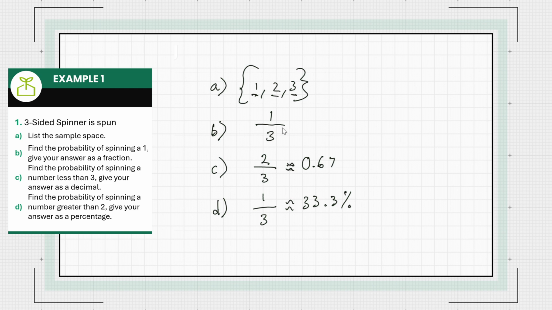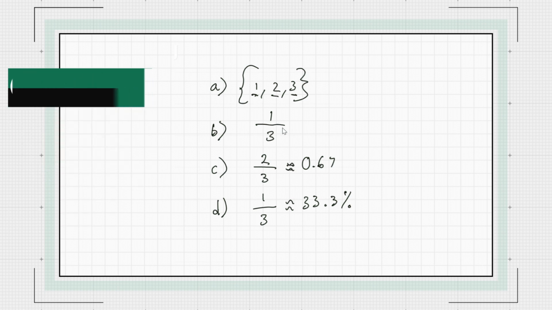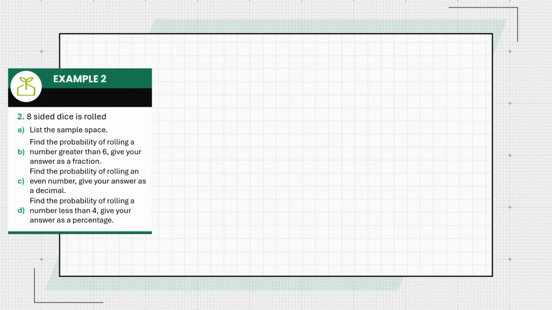Alright, that's how you discover probability from favorable outcomes and using sample space. Alright, here's one for you guys to practice, so just give it a go, pause the video, and then I will solve it.